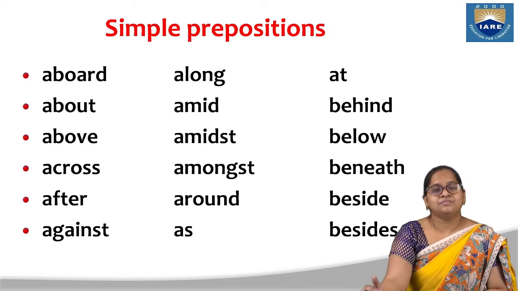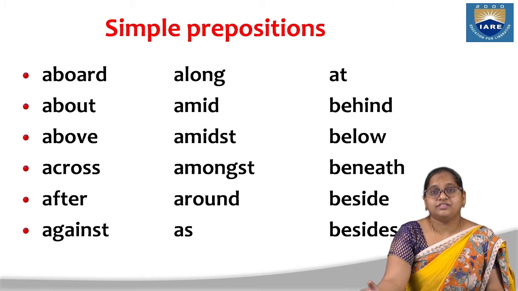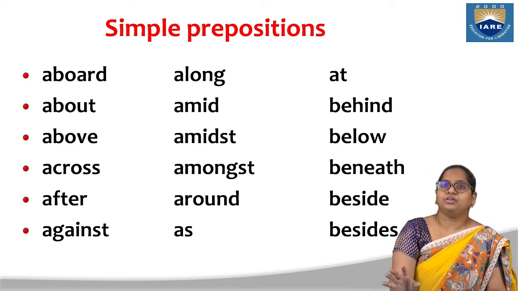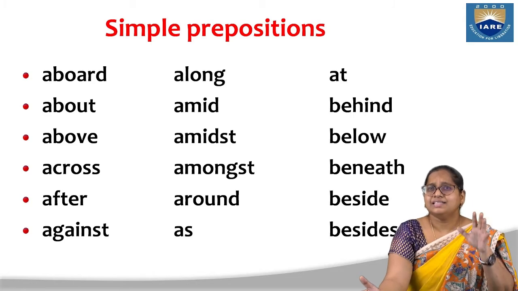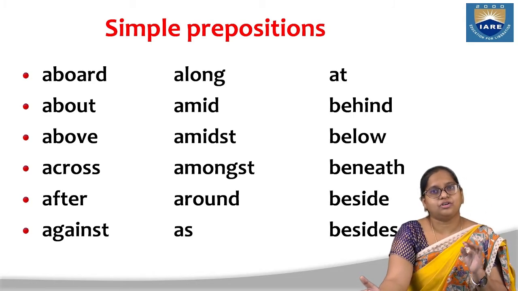Next, some more simple prepositions, examples for you. These are all about, right? About, along, above, across, after, against, along, amid, amidst, amongst, around, as, at, behind, below, beneath, beside, and besides. Both are different, beside and besides. So these are all, like he's on board, right? It's about, right? About the qualification. So you use all these simple one-word prepositions in your communication.